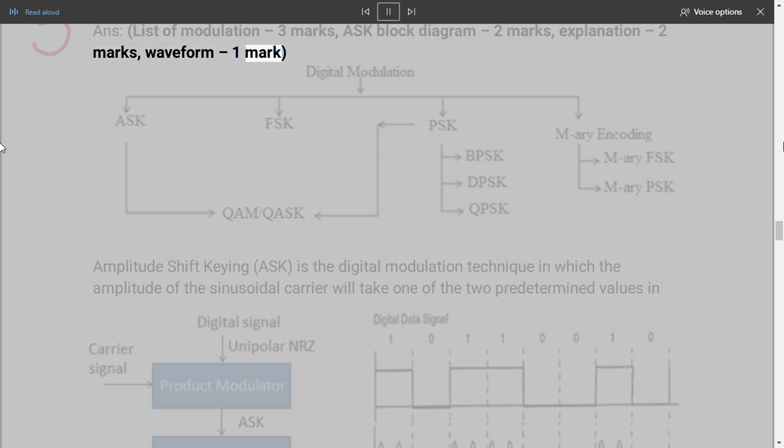Amplitude shift keying, ASK, is the digital modulation technique in which the amplitude of the sinusoidal carrier will take one of the two predetermined values in response to 0 or 1 value of the digital input modulating message signal.